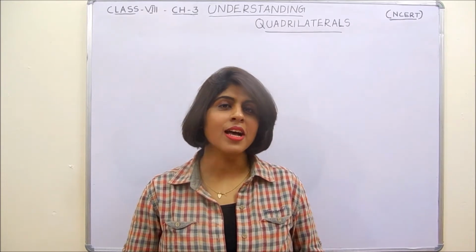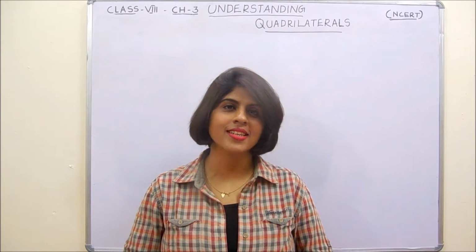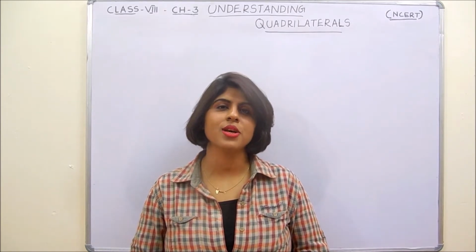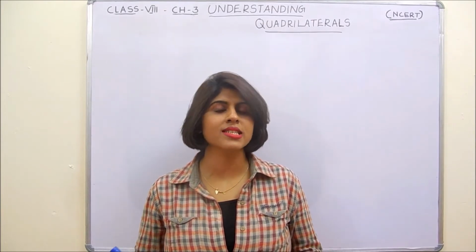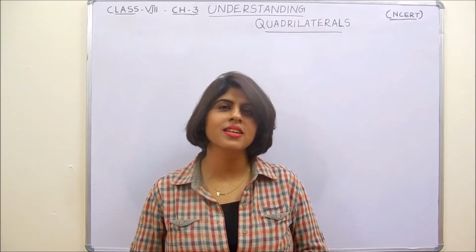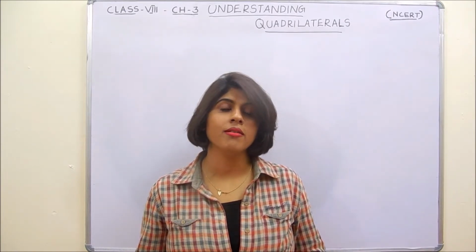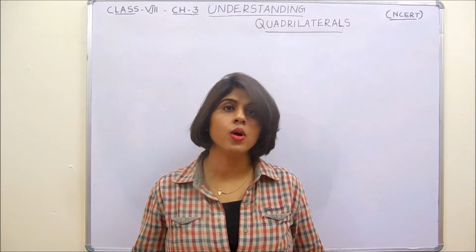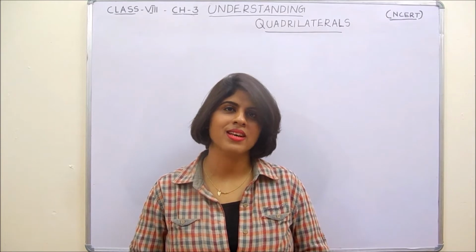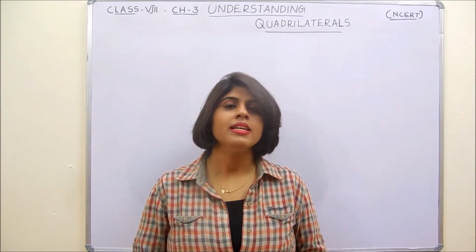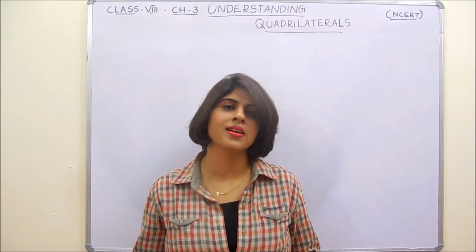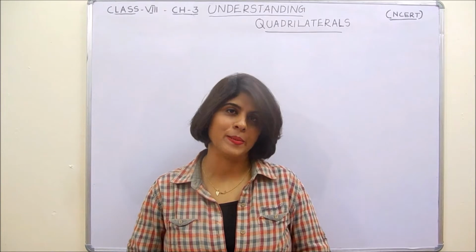In this session, I will be explaining chapter 3, Understanding Quadrilaterals. Basically, geometry is a branch of mathematics which is concerned with shapes, sizes and its properties. We can draw all these shapes in a piece of paper, whiteboard, wall, floor, etc. These are planes. So, in geometry, a plane is a flat, two-dimensional surface which extends to infinity.